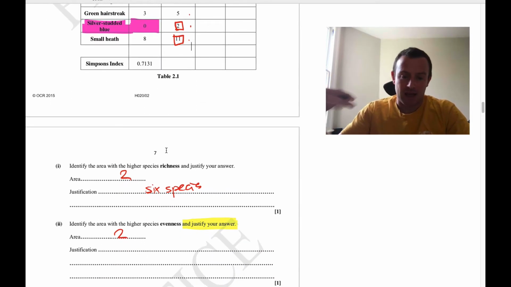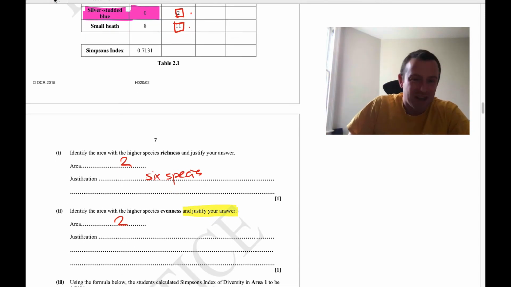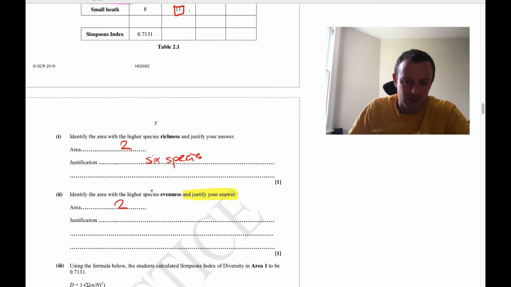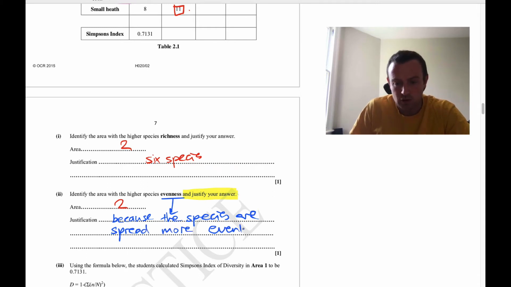What you don't get marks for is just repeating the question. So here's what I mean. I'll put it in different blue, so this is not worth a mark. Some people wrote because the species are spread more evenly, but that is basically just saying because it's got a bigger evenness. So this would not get a mark, because it's repetition of what is already told to you in the question.